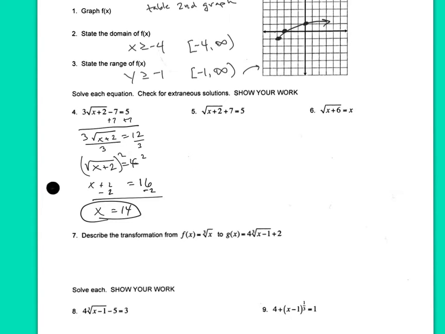This is in my way, so I'm going to just get rid of it. And now let's try this one. Looks a lot like the one we just did. Start by subtracting 7, and we get the square root of x plus 2 is equal to -2. Well, I can't take the square root of anything and get a negative anything. So this isn't possible. So this can't happen, so this is no solution.